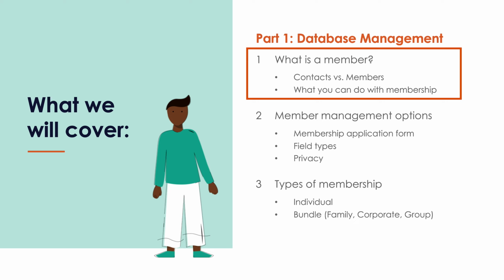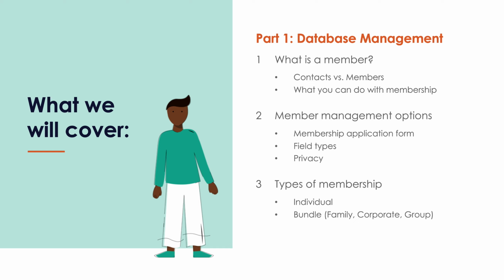In the system, there are contacts, there are members. They play out a little bit differently and they have slightly different permissions. So we'll talk all about what you can do with membership and why it's slightly better than what Wild Apricot has for contacts, which are still useful, but different.